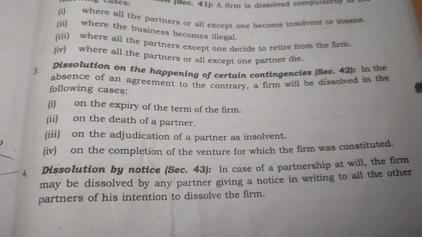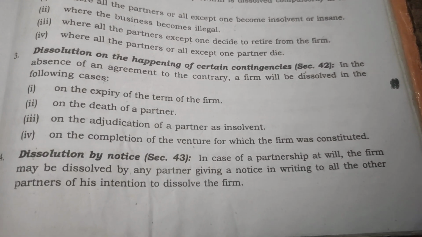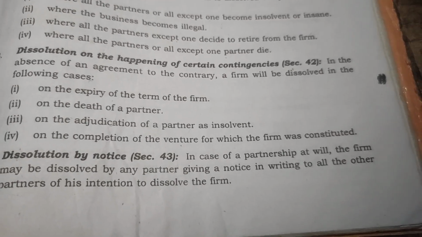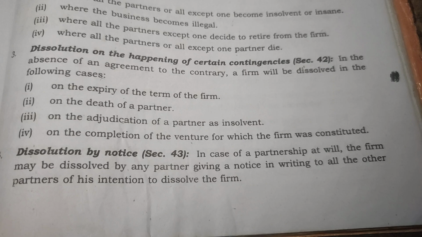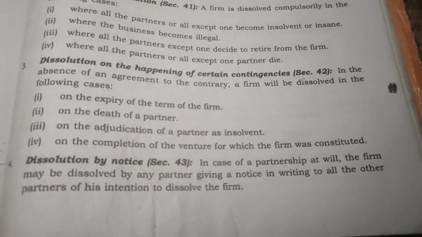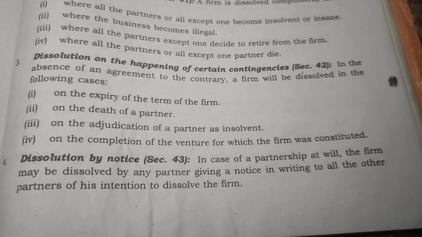Then the fourth case is dissolution by notice according to section 43. In case of a partnership at will, the firm may be dissolved by any partner giving a notice in writing to all the other partners of his intention to dissolve the firm.